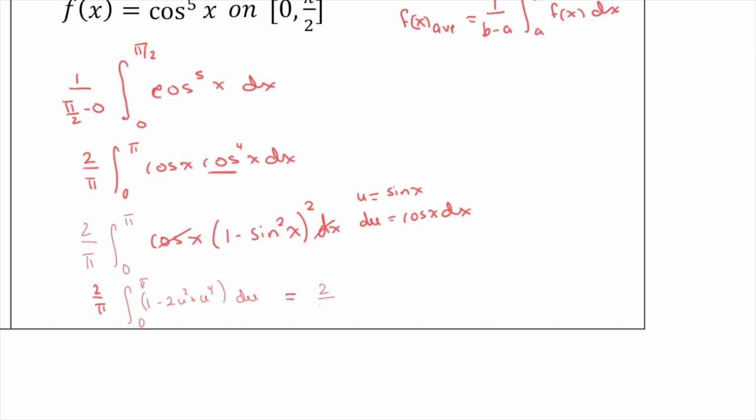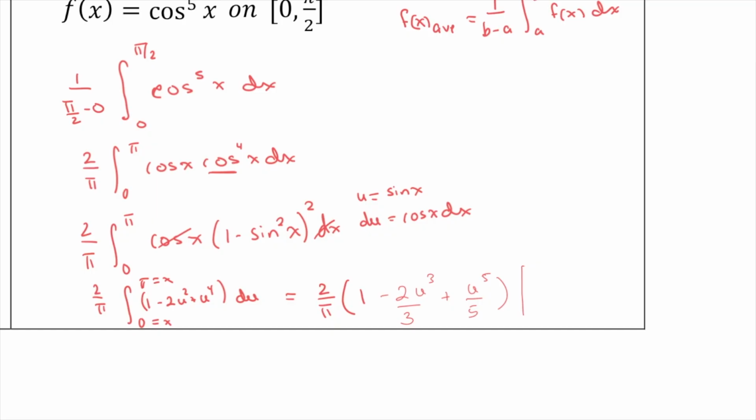Integrate. We still have our 2 over pi. Then when we find our antiderivative, it's u minus 2 u to the 3rd over 3 plus u to the 5th over 5. And we're going to evaluate this. Remember, these are u values, and the 0 to pi that I have in here are x values. We want to keep that in mind.